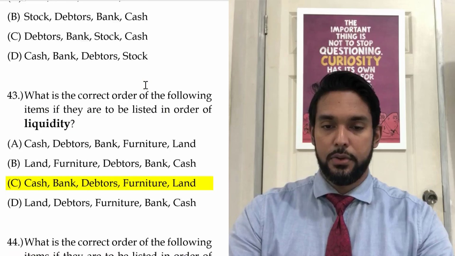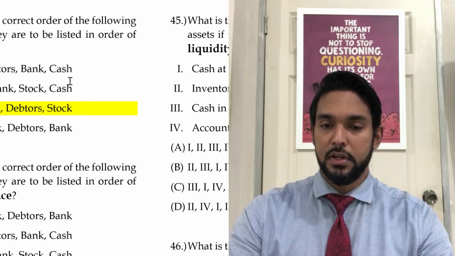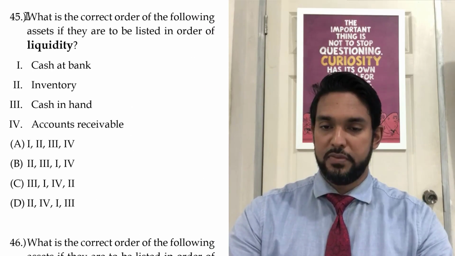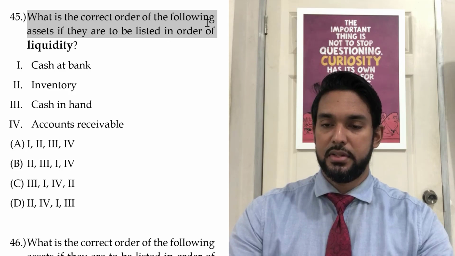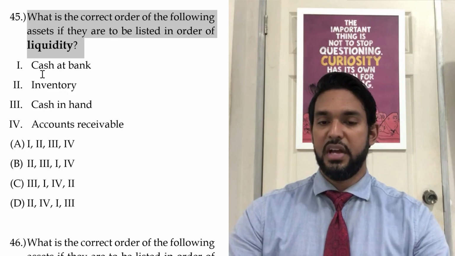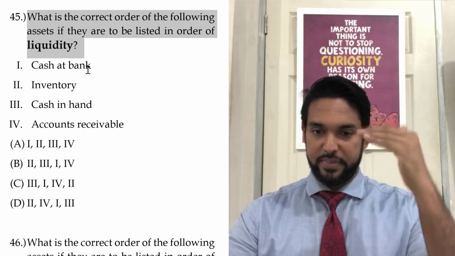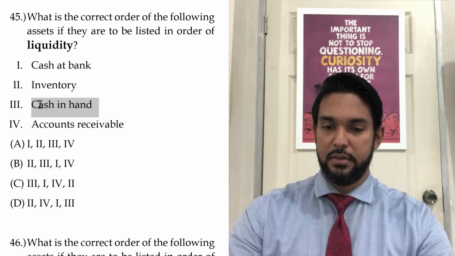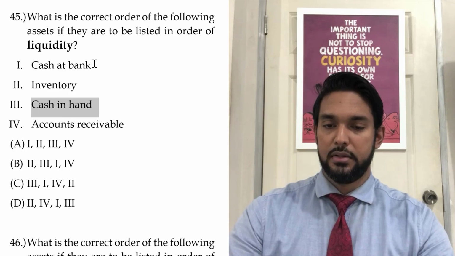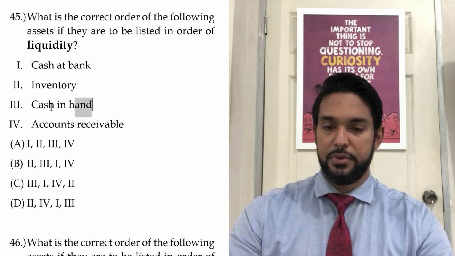All right, let's scroll back up and go across to number 45. So we're still dealing with questions of liquidity. What is the correct order of the following assets if they are to be listed in order of liquidity? All right, so here we have the Roman numeral thing, 1, 2, 3, 4, and you have to pick your options. So in order of liquidity, you have to start with cash in hand, then go to cash at bank, then go to account receivable, and then inventory. Right, so it has to start with 3. And the only option starting with 3 is C.